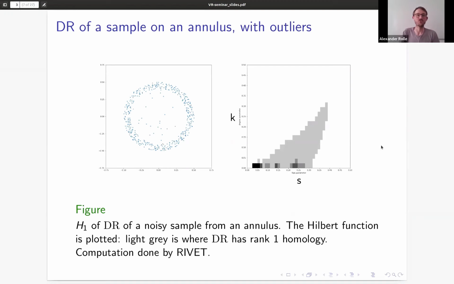You can look at, so here it says this computation was done by Rivet, which is software for 2-parameter persistent homology. So you can also look at things like the graded Betti numbers, and you can sort of see what this 2-parameter persistence module looks like. But for our purposes in this talk, just looking at the Hilbert function is already going to tell us everything we need to know about the persistence modules we encounter. All right, so if you have questions about how I'm displaying this 2-parameter persistence, please ask. But for now, I'll move on.